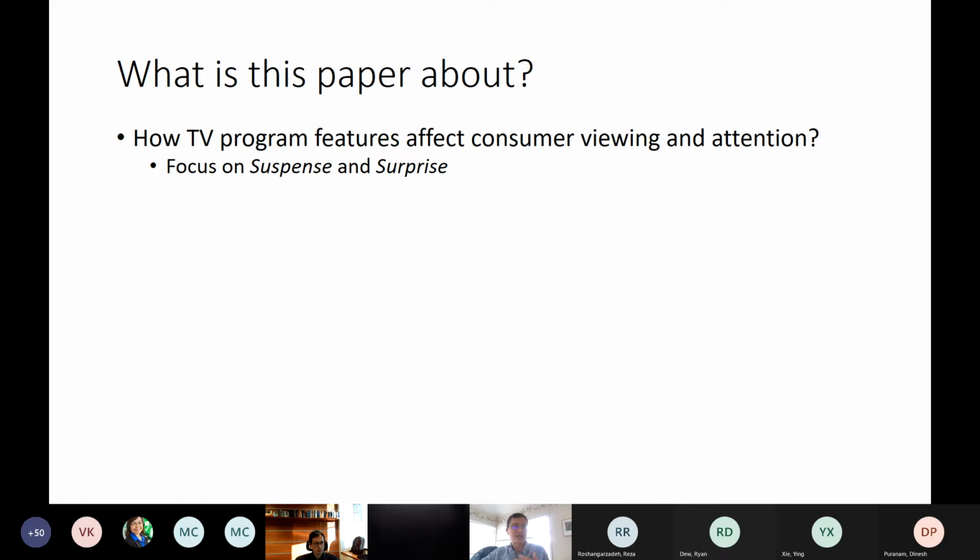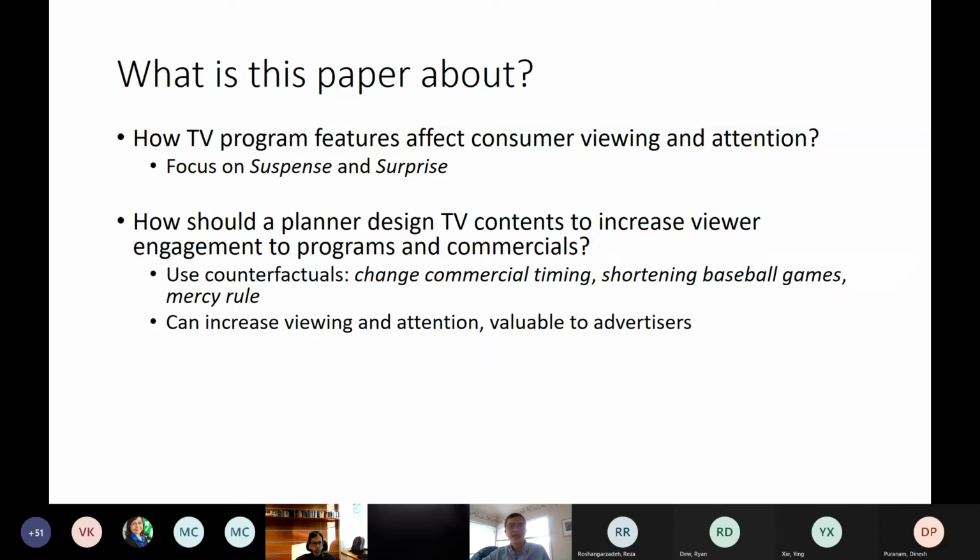This paper is about how TV program features affect consumer viewing and attention. In particular, they focus on two features, suspense and surprise. They also ask, how should a planner design TV content to increase engagement? I think this is a very important question, because as advertisers, we care not just about viewing, but also about whether people pay attention to our commercials.